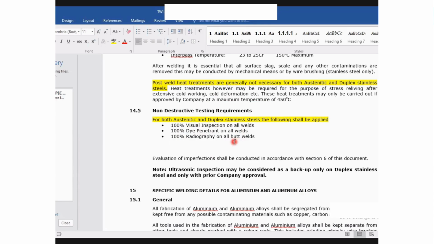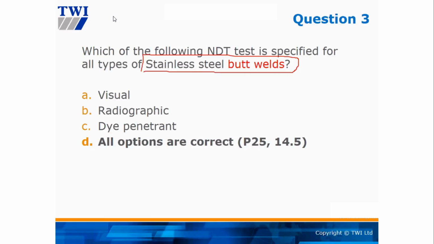Okay? Right. So back to the questions. Here it says butt weld. So B, that is for butt weld only, but visual can be both. It says here all weld. Here also all weld. All welds there may be fillet weld or butt weld, so it should be no problem. So that's where the answer goes to D. Okay with that?